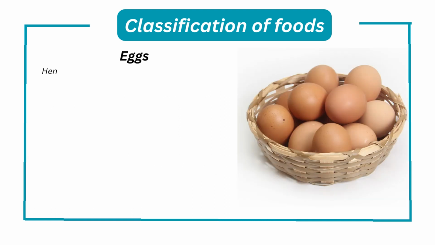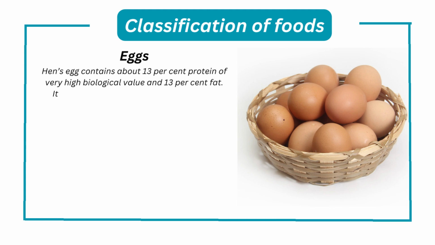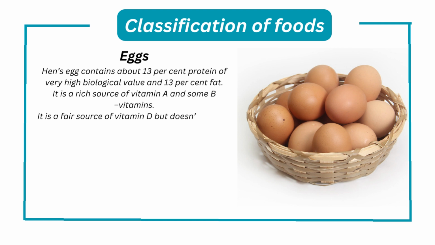Next is eggs. Hen eggs contain about 13% of protein of high biological value, and 13% of fat. It is a rich source of vitamin A and some of vitamin B. It is a fair source of vitamin D but doesn't contain vitamin C.